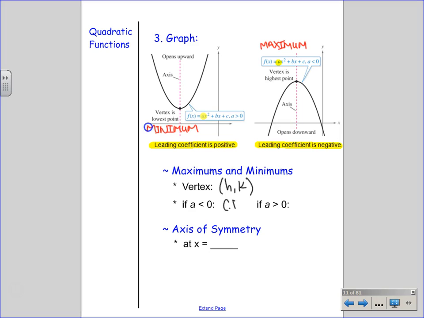A is less than 0, concave down. CD for concave down, CU for concave up. Quick abbreviations we use in calculus a lot.